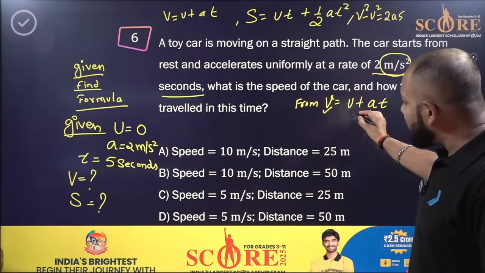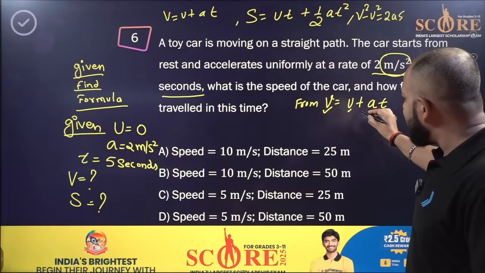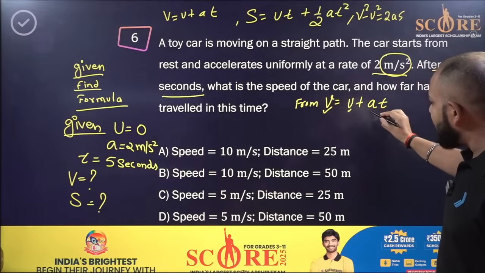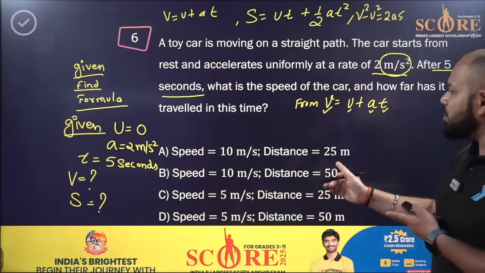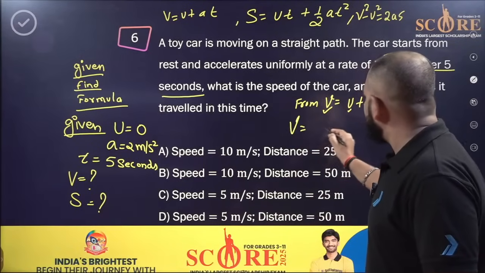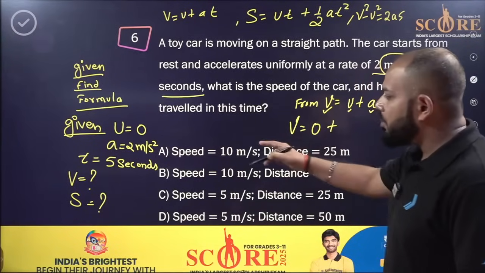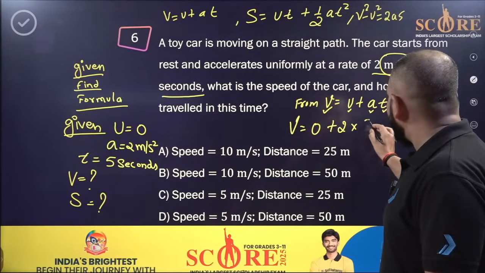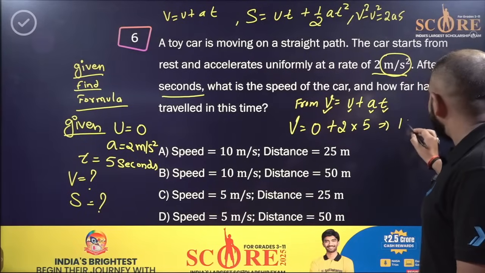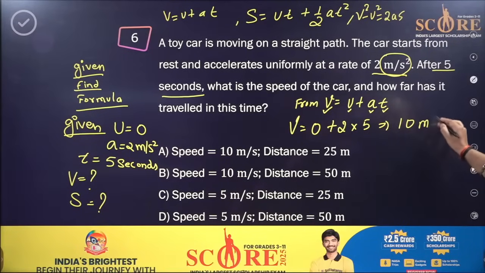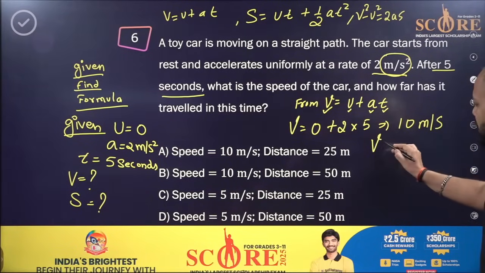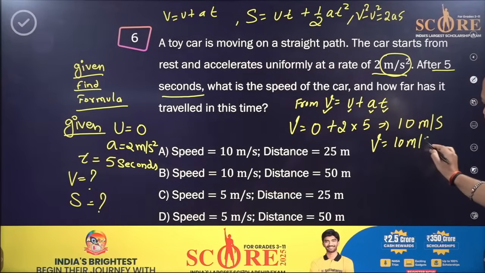Do we have U? Yes. Do we have A? Yes. Do we have T? Yes, that also we have. That means we can use this equation. Simple. So V equals U, which is 0, A is 2, and T is 5. So we got 10, and the unit is very important. V is the speed, so it is meter per second. So we got V equals 10 meter per second.